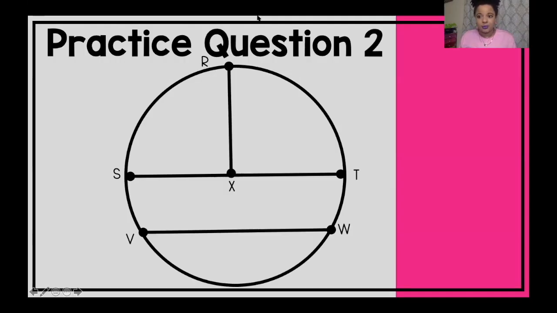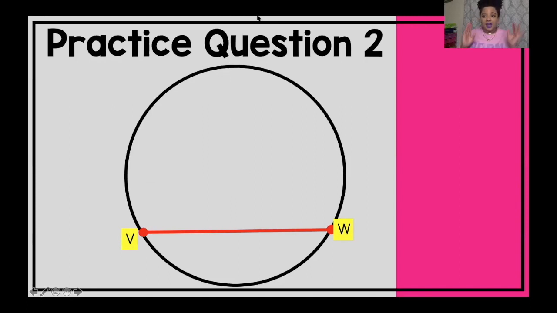Let's go over practice question number 2. You were given a circle and we want to know what line segment VW represents. So in order to just focus on VW, I'm not going to think about ST and I'm not going to think about RX, because I want to focus just on VW.